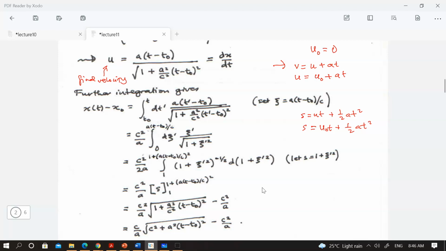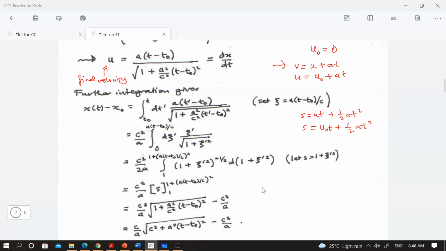But moving from xi dash to 1 plus xi dash squared, then you have to replace this again. For 1 plus xi dash squared, when xi dash is equal to 0, this will become a 1. And the upper limit will be 1 plus at minus t naught over c squared.